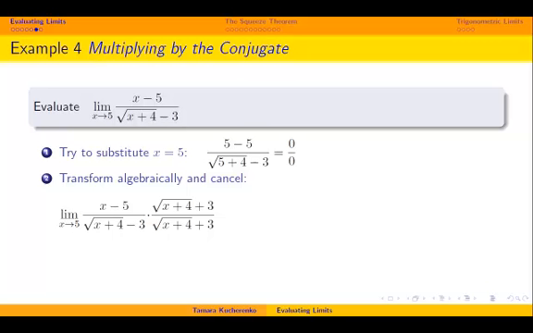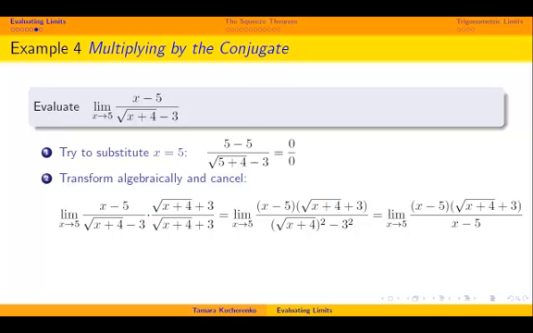We leave the numerator as a product of (x - 5) and (square root of x + 4, plus 3). In the denominator, we obtain the difference of squares of square root of x + 4 and 3. The denominator simplifies exactly to x - 5. We cancel the common factor x - 5.